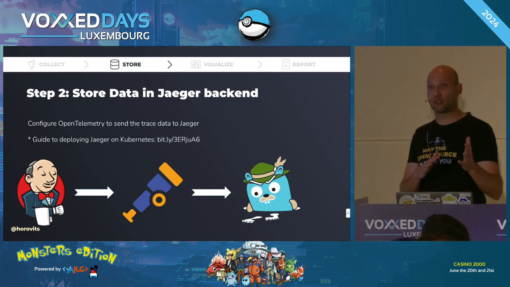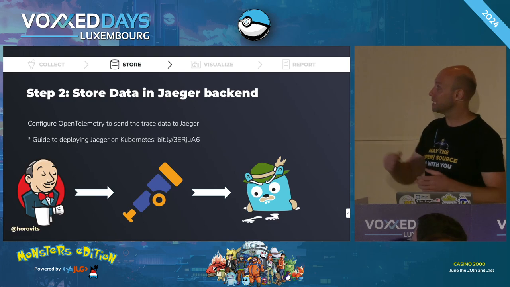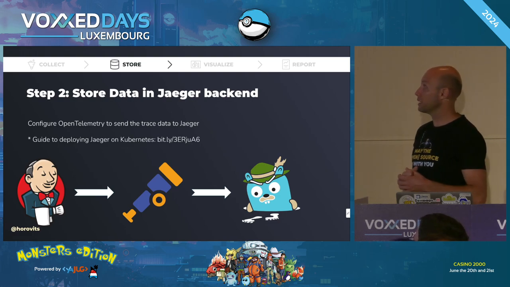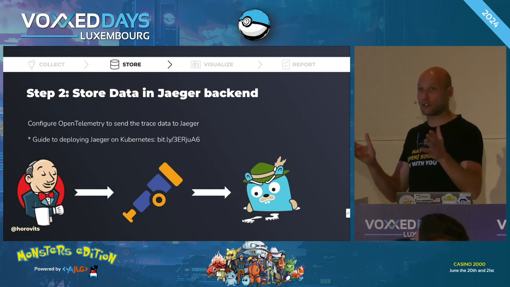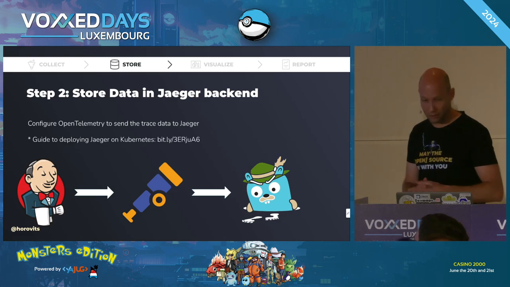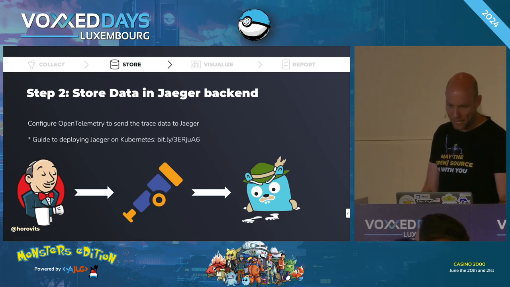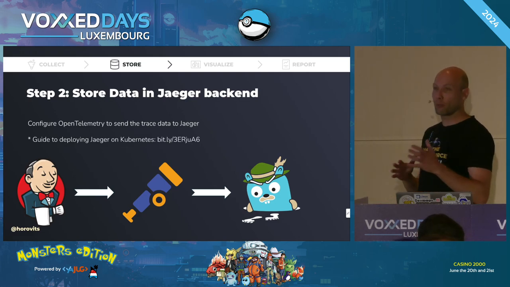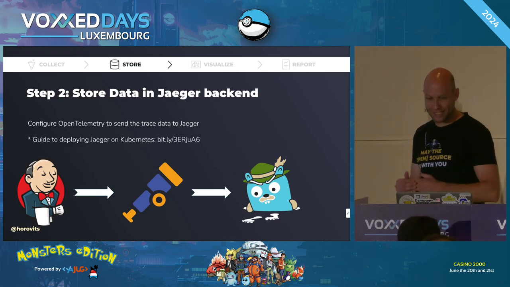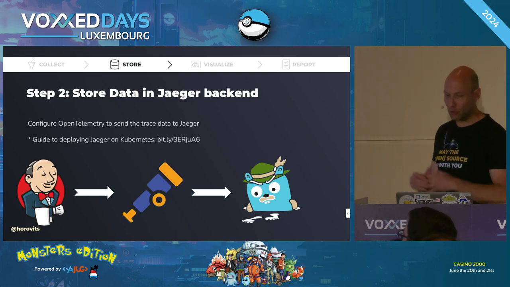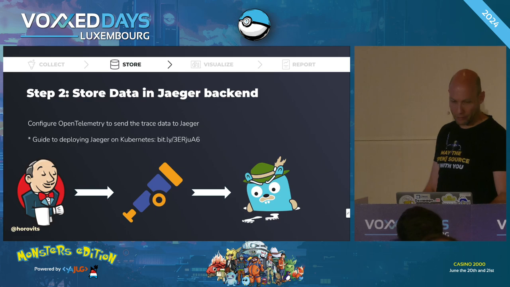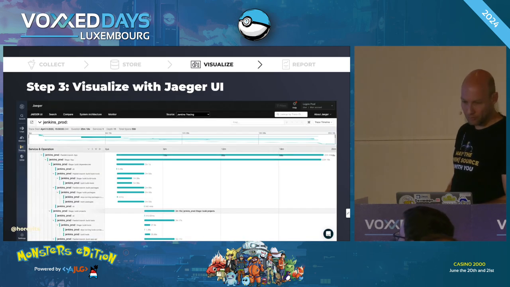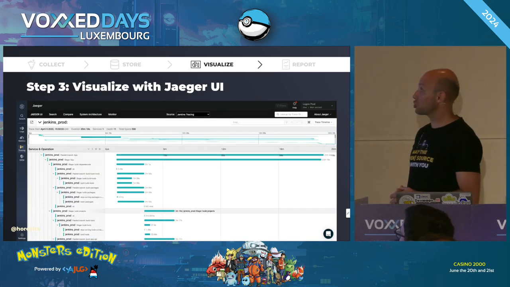But if you run your own Jaeger, it doesn't really matter. I even added here a link for how to deploy Jaeger on Kubernetes in production. So you can definitely use a do-it-yourself Jaeger in this case. Doesn't matter. And since we use Jaeger for the backend, we need to configure the OpenTelemetry collector to aggregate the trace data and send it to the Jaeger backend. And once we have that stored, then we go to the visualize step.